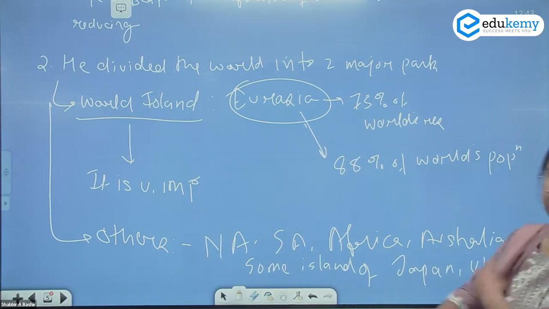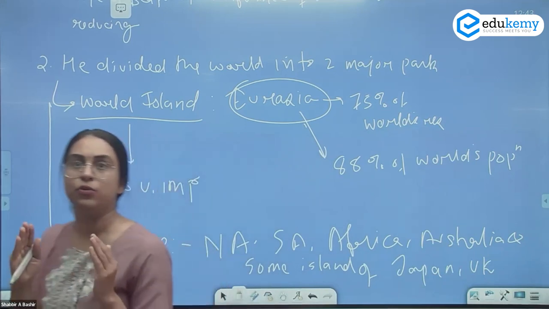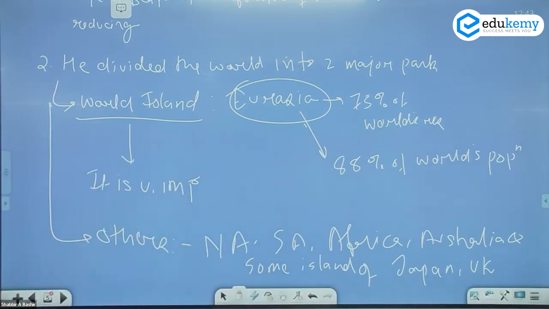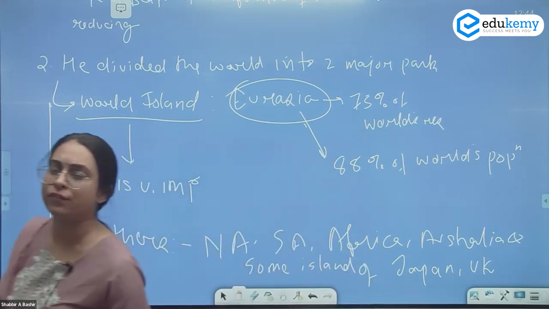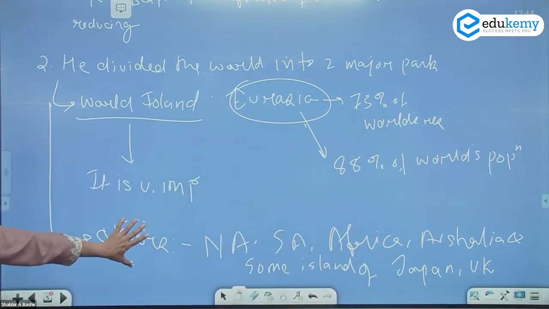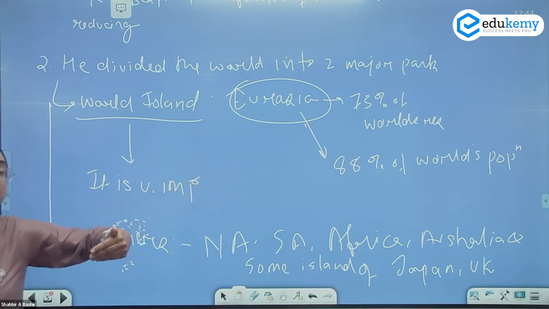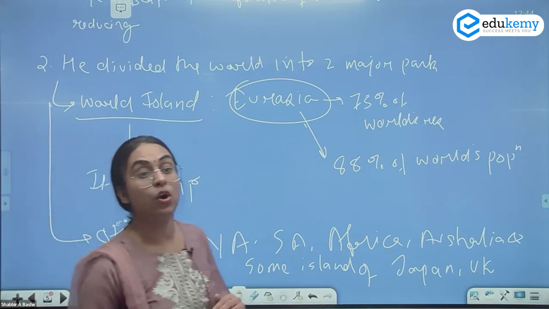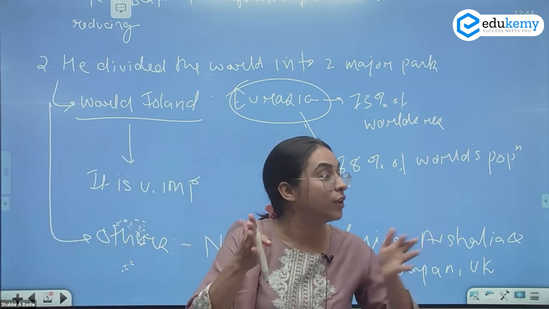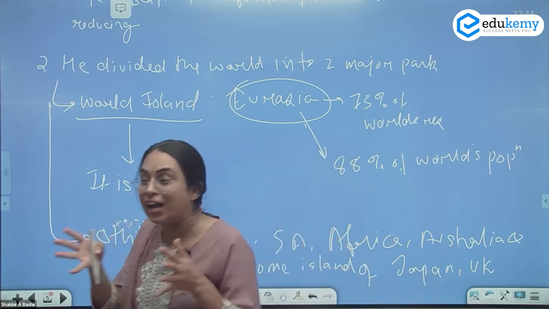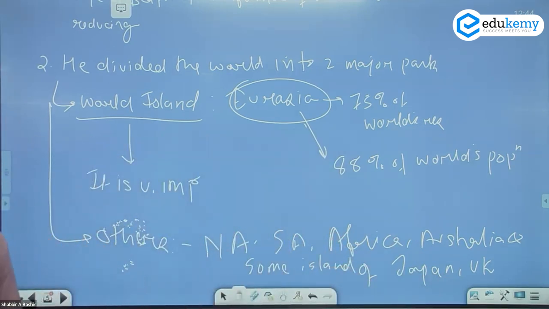So he says that the World Island, the Eurasian region, the land-based region, is the most important region. He did not give much importance to the other regions. He said that North America, South America, Australia are not important. Why? They are very far from the land and have very little population. So he's giving a lot of importance to your Eurasian region. Eurasia is a land-based region. This is the broad division that he does.